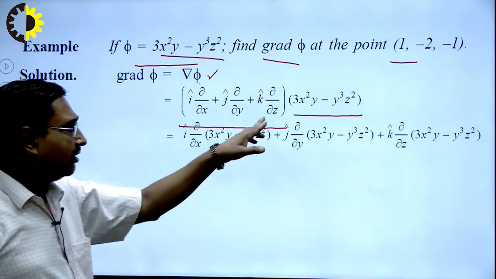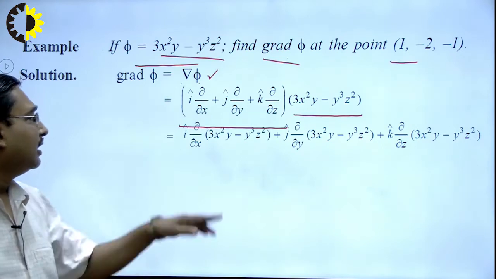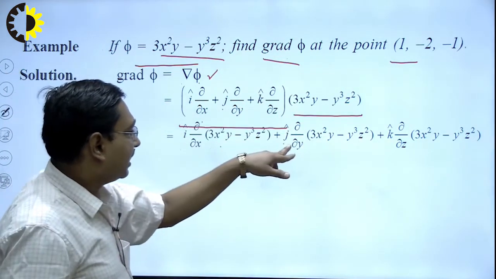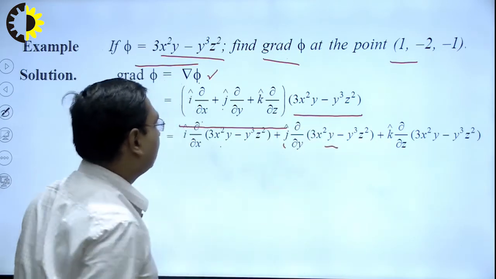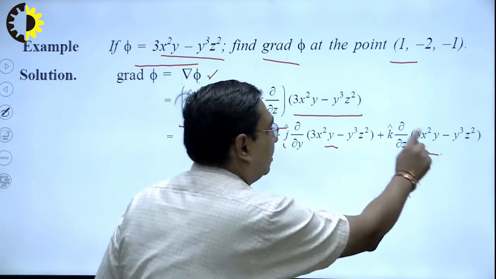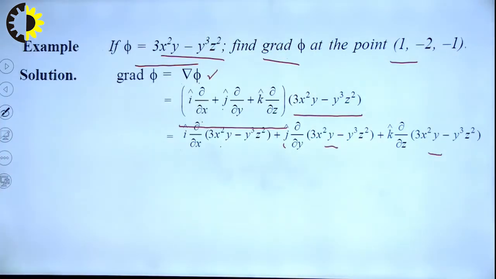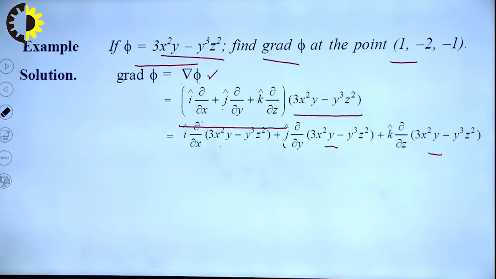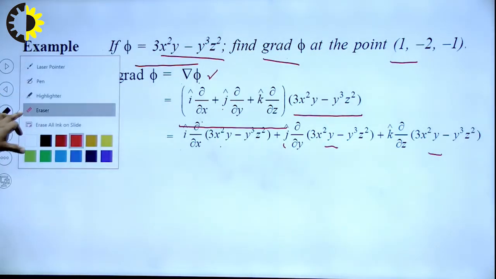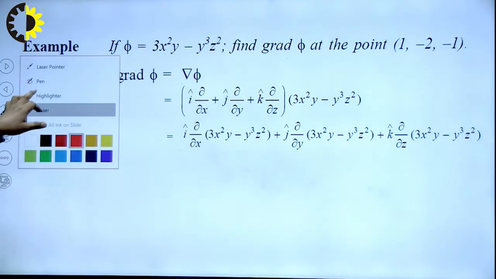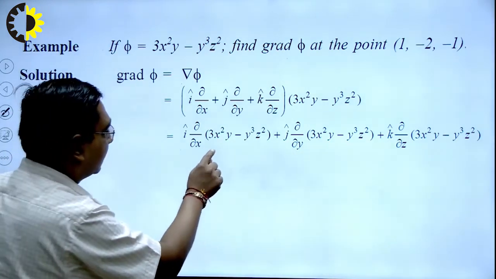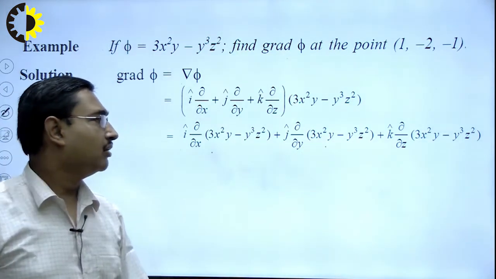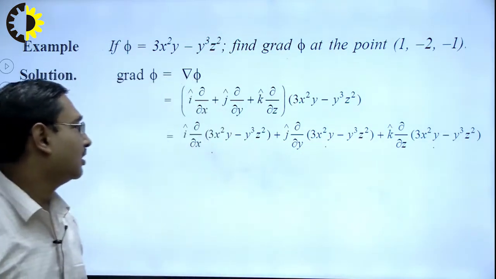This operator will be operated on this function. It will become i cap ∂/∂x of this term plus j cap ∂/∂y of this term plus k cap ∂/∂z of this term. Now operating, this ∂/∂x will be operated on this function, ∂/∂y will be operated on it and ∂/∂z on this.